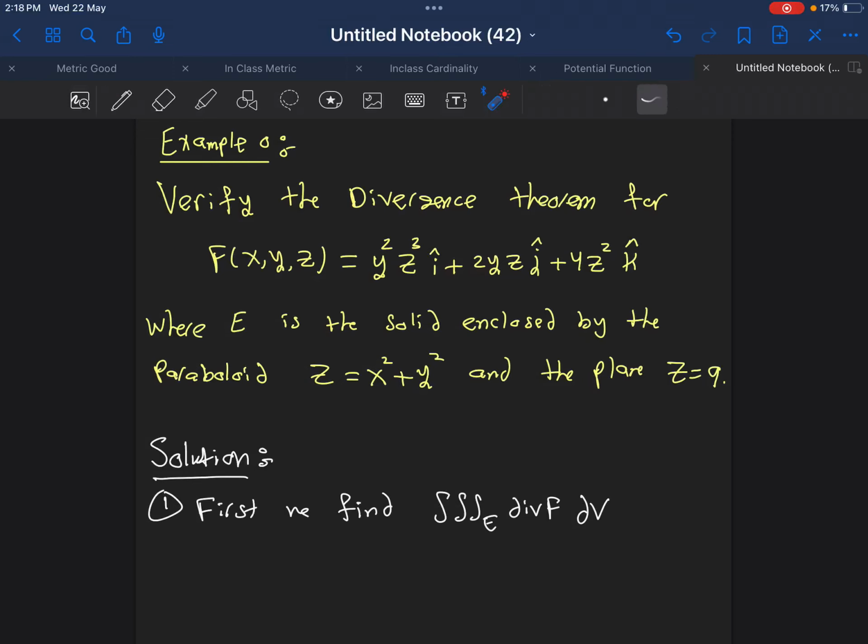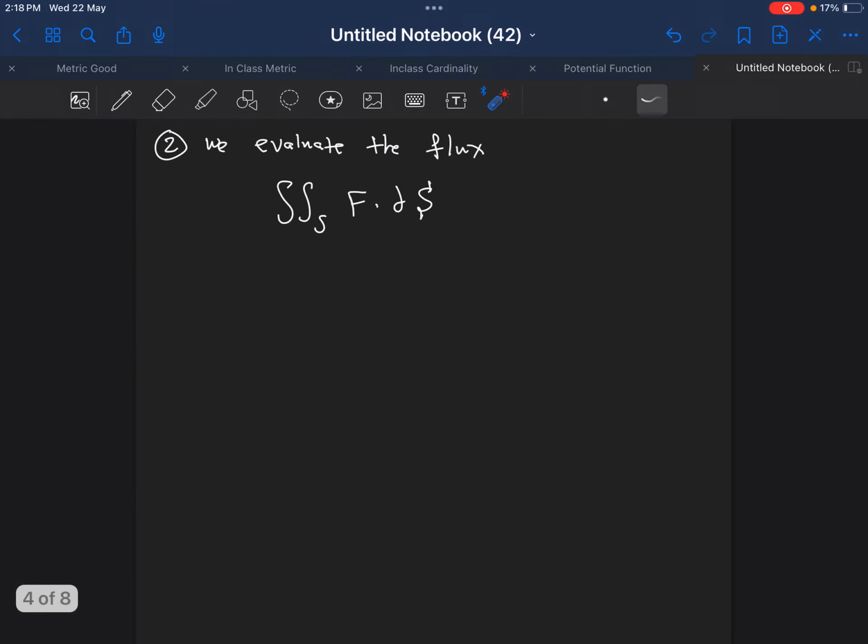Welcome, student of Calculus 3, to this example where we need to verify the divergence theorem for this vector field, where E is a very clear solid. It's the solid bounded by the paraboloid z equals x squared plus y squared and the plane z equals 9. In order to verify the divergence theorem, we need to calculate the triple integral of the divergence over this region, and we need to calculate the flux, F dot dS, for this.